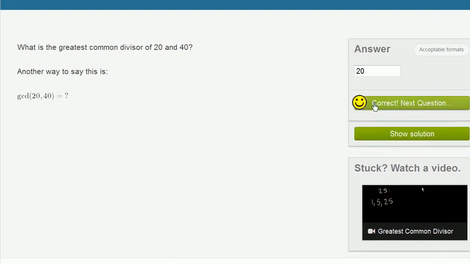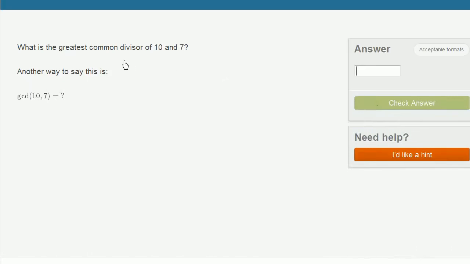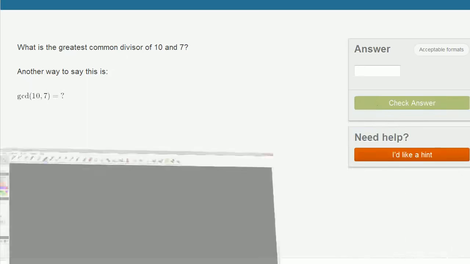Let's do a couple more of these. So we're asked, what is the greatest common divisor of 10 and 7? Let's now break out our paper for this. So let me write that down. We have 10. We want to think about what is our GCD of 10 and 7. And there's two ways that you can approach this.